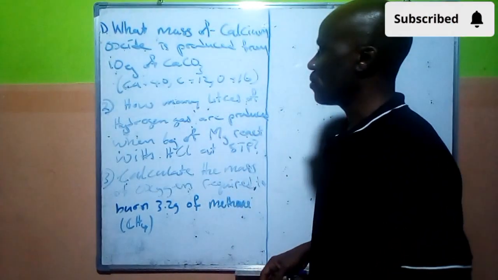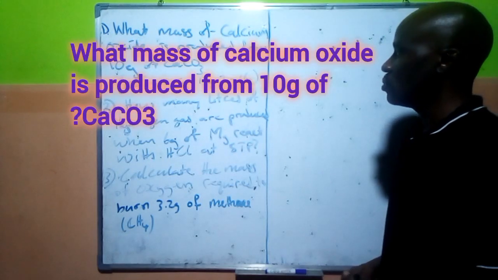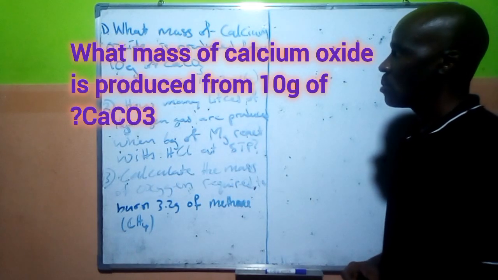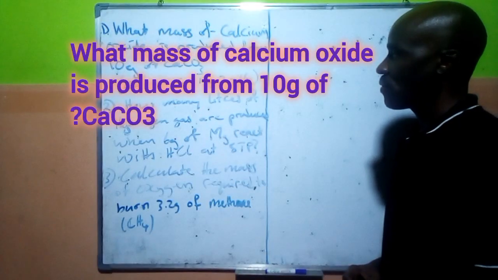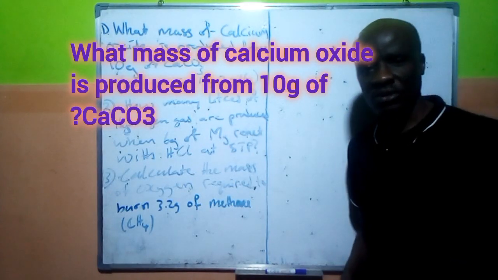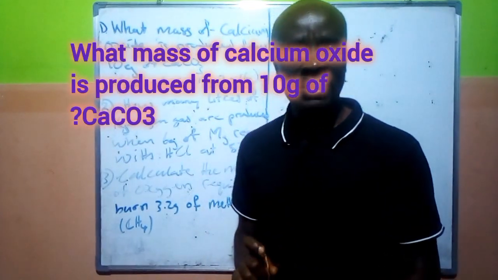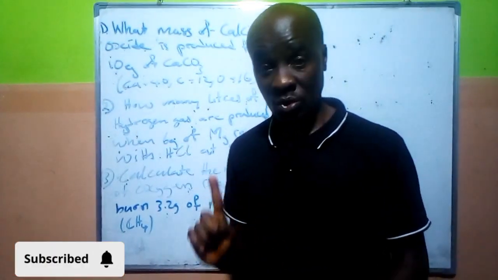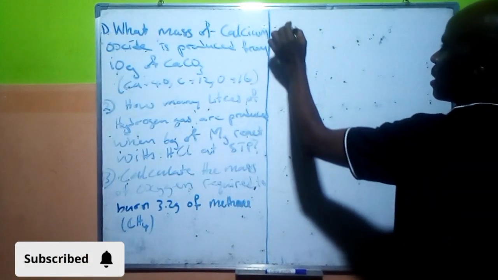So let's look at the first question. It says, what mass of calcium oxide is produced from 10 grams of calcium carbonate? Before you solve this problem, the first thing you do is to write a balanced chemical equation. That's number one. A balanced chemical equation is very important. So we look at the balanced chemical equation.